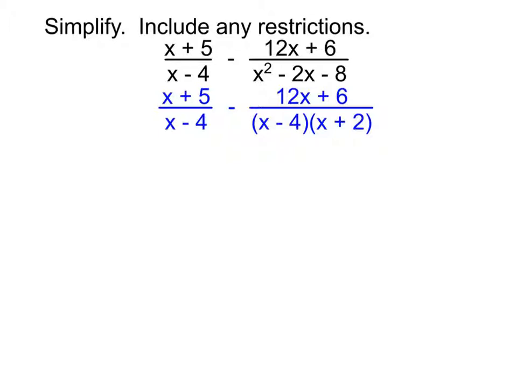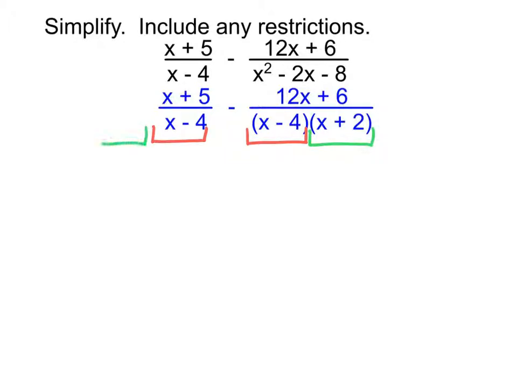Notice that factors into x minus 4 times x plus 2. Notice what that did for us. Both denominators now have x minus 4 in them. That means that I don't need to multiply them both by each other totally. The only thing I need to add in is this x plus 2.